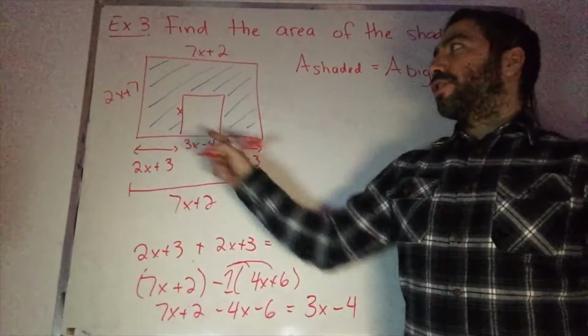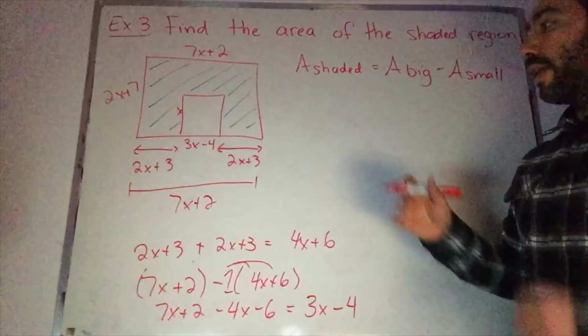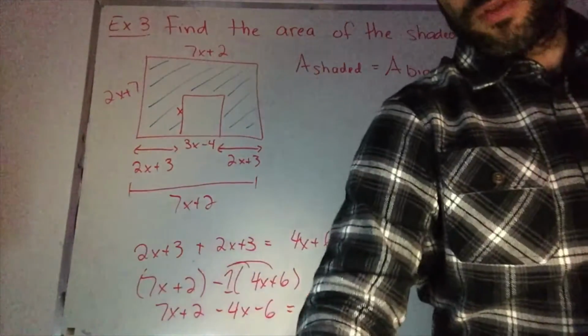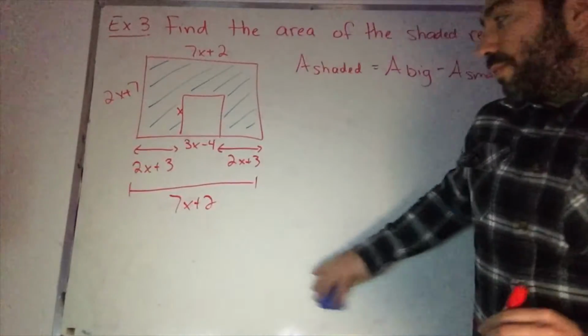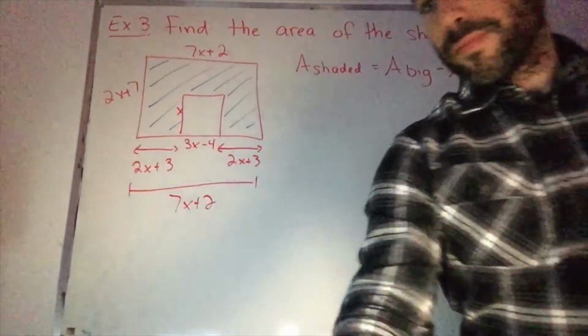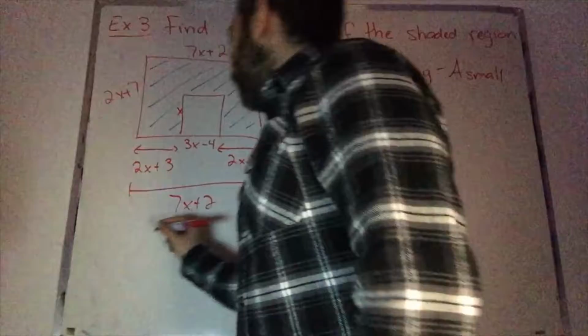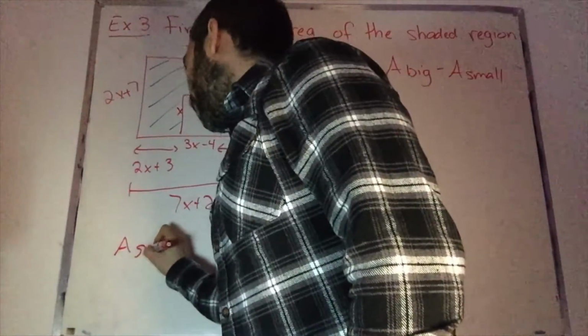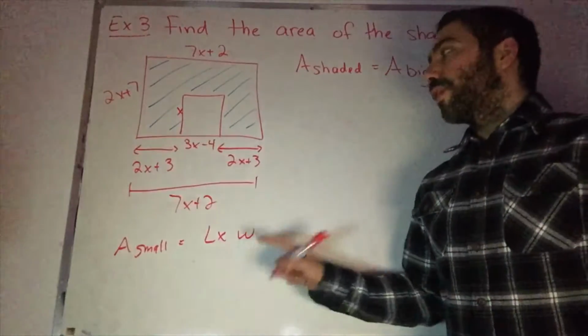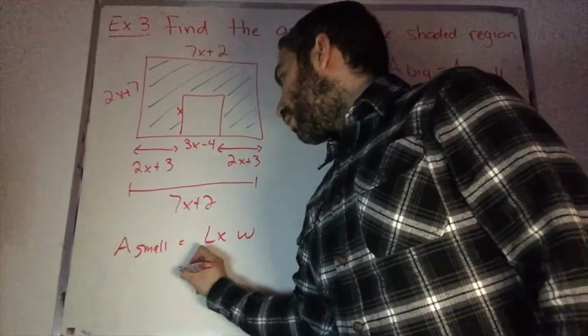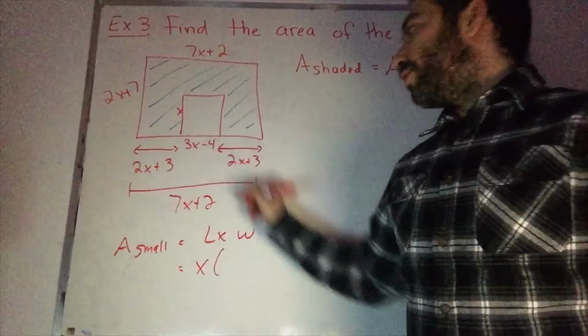And now we have the dimensions of the small rectangle as well, so we could go ahead and solve. So let's do that. Let me erase my work over here, just to give myself a bit of room. So let's go find the area of the small rectangle. So let's put our formula, length times width. The length, let's call it x, times the width, which is 3x minus 4.